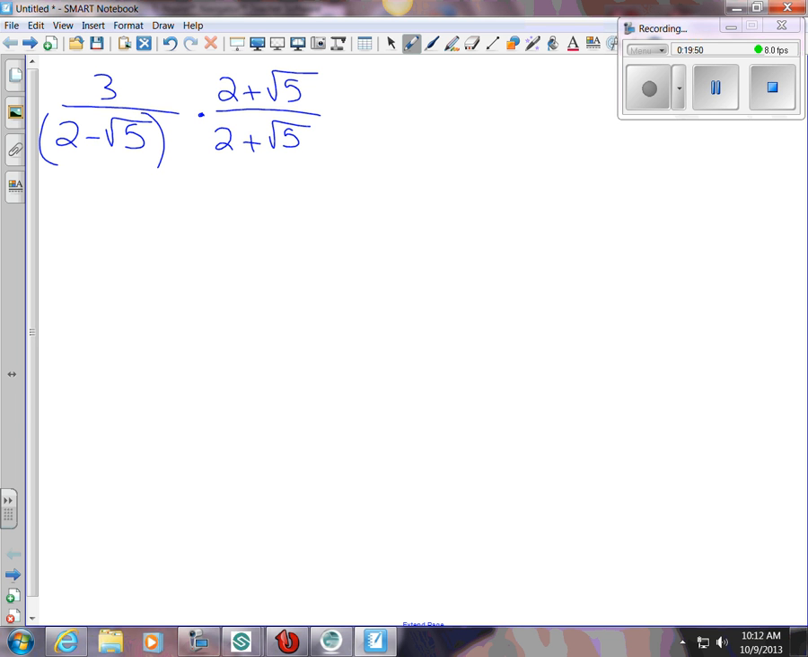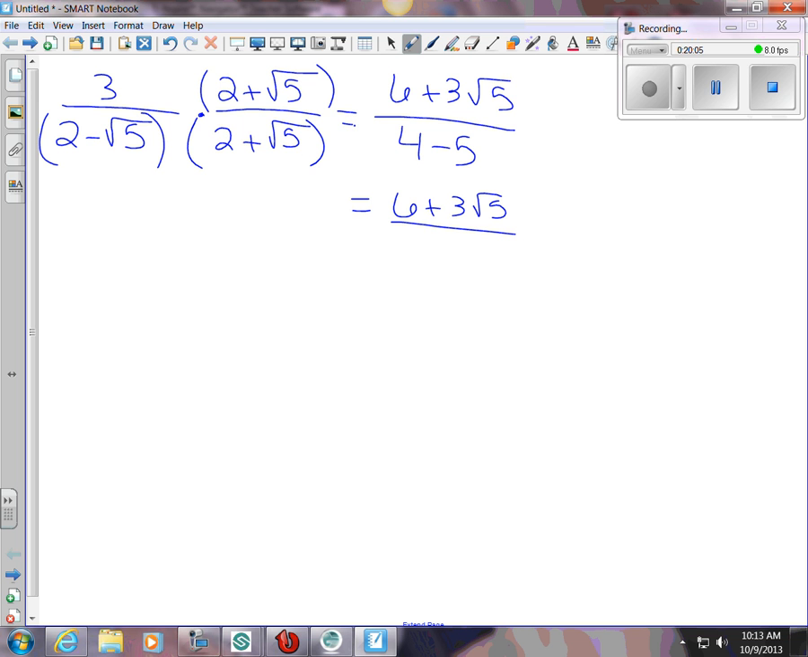Yeah, those center terms cancel, don't they? Your middle terms. So you have 4 minus 5. Agreed? What would I have to do in the numerator? Multiply out, distribute it. 6 plus 3 radical 5. So I would get 6 plus 3 radical 5 over negative 1.